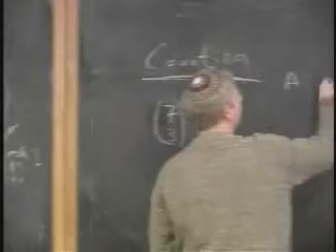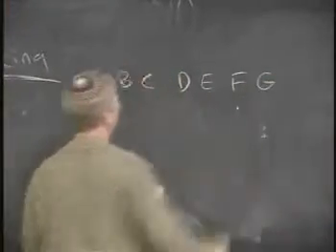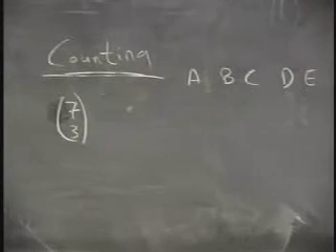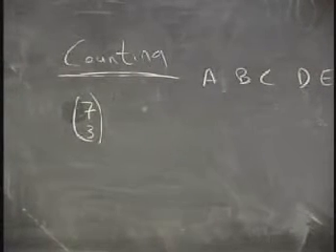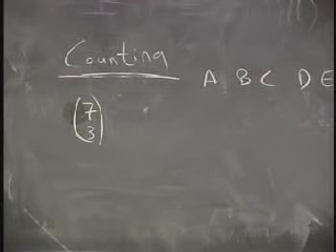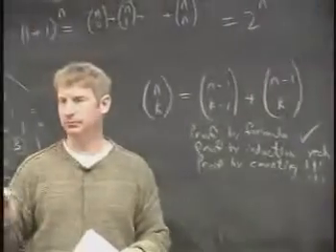I've got 7 things: A, B, C, D, E, F, G. I want to choose 3 of them. I don't care about the order. How many ways are there to do it? 35 ways, right? 7 times 6 times 5 divided by 3 times 2 times 1. I want to divide these ways up into 2 categories.